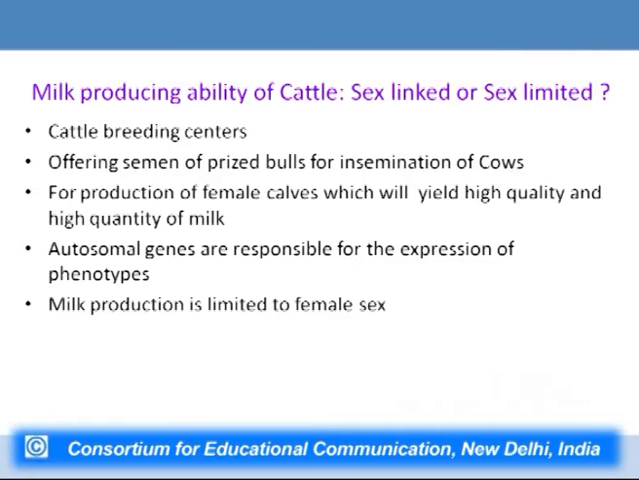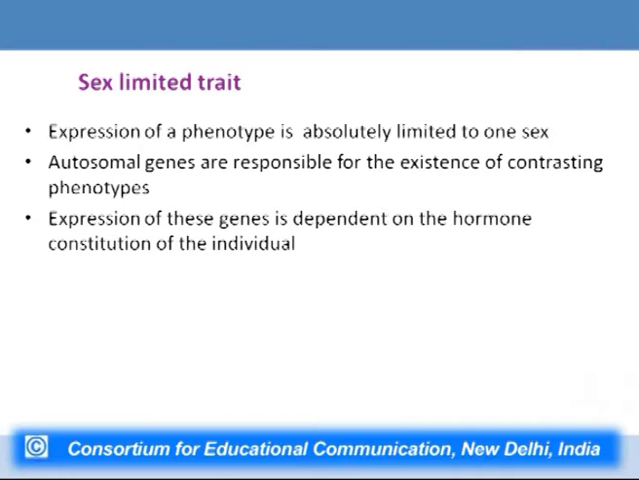It is usually seen that cattle breeding centers offer semen of prized bulls for insemination of cows, for production of female calves which will yield high quality and high quantity of milk. Autosomal genes are responsible, but the milk production phenotype is not found in males, it is only found in females. So this is an example of a sex limited trait wherein autosomal genes are responsible for the existence of the contrasting phenotype, and the expression is dependent on the hormone constitution of the individual.